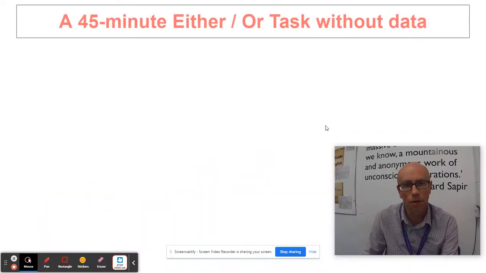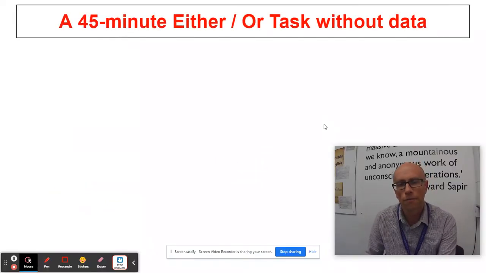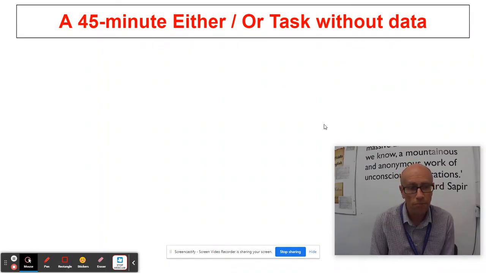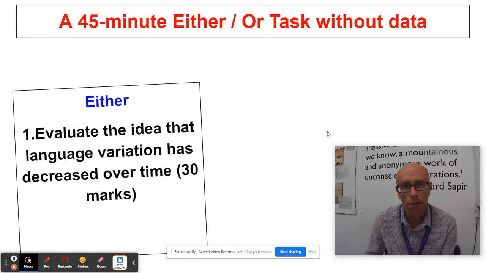Now, what does the question actually look like? Well, it's a 45-minute either-or task without data. So unlike other aspects of the exams on AQA, there's no data. You're totally naked. So meanings and representations, for example, you've got your data in front of you. CLD, you're given some data. But on this one, you have to go armed into the exam with a whole heap of AO2 knowledge. Otherwise, you're going to come a cropper.